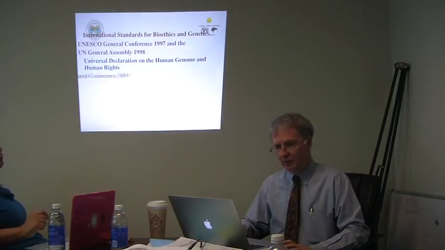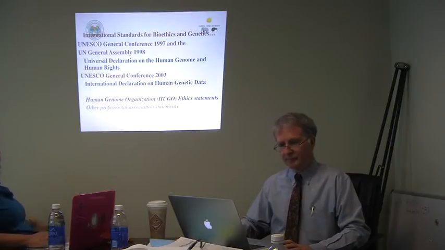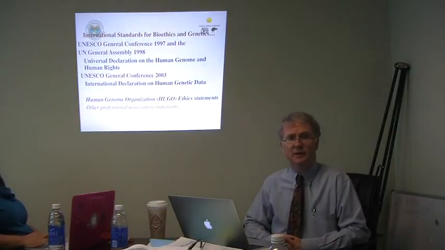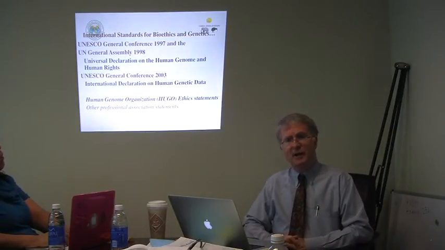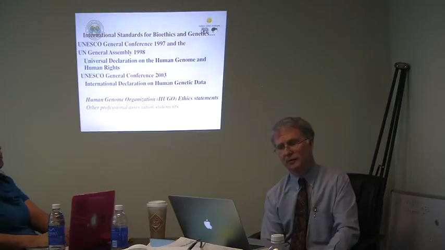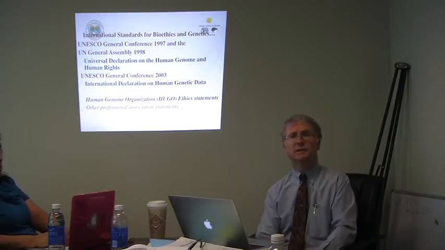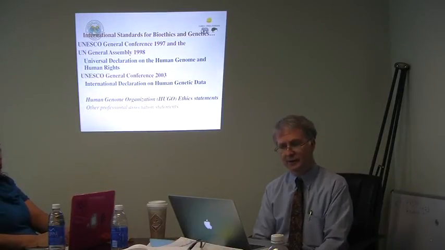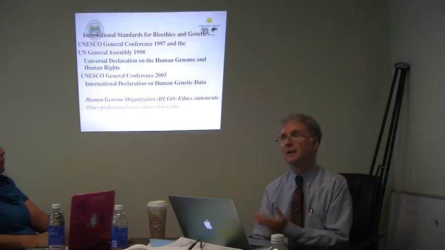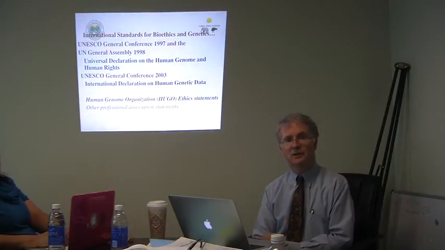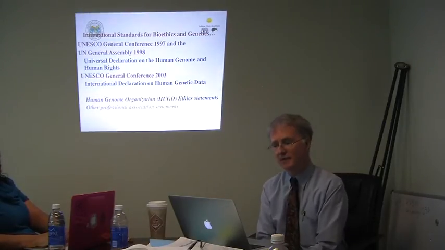So there are international standards for bioethics and genetics. The Universal Declaration on the Human Genome and Human Rights was the first international standard for bioethics adopted by both the UN General Assembly and also UNESCO. It means all the member countries agreed to comply by the recommendations. And in 2003, the International Declaration on Human Genetic Data was another such document. So all member countries adopted these declarations. It means they commit themselves to comply. It means all institutions in the countries should comply by the principles.